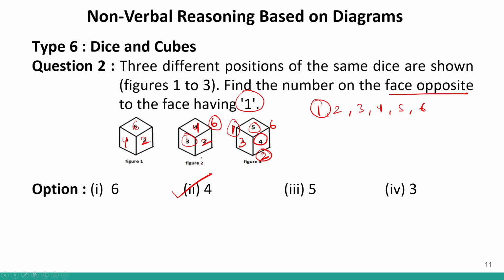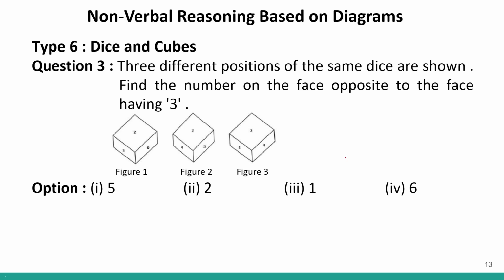Okay. So basically 1 was not given in any of the images. But based on the images, I found out that 3 has to be opposite to 6 and 5 has to be opposite to 2. So that leaves us with 1 and 4. So 1 will be opposite to 4.